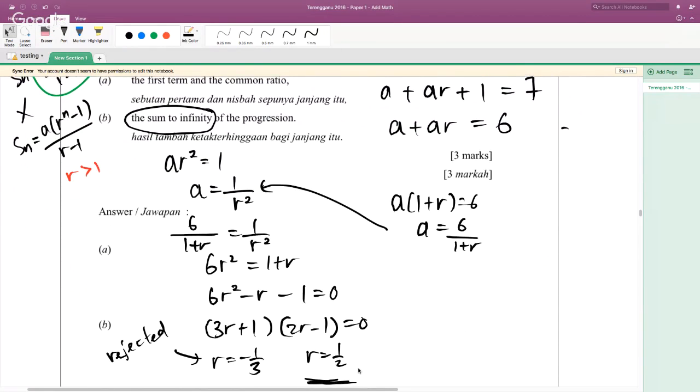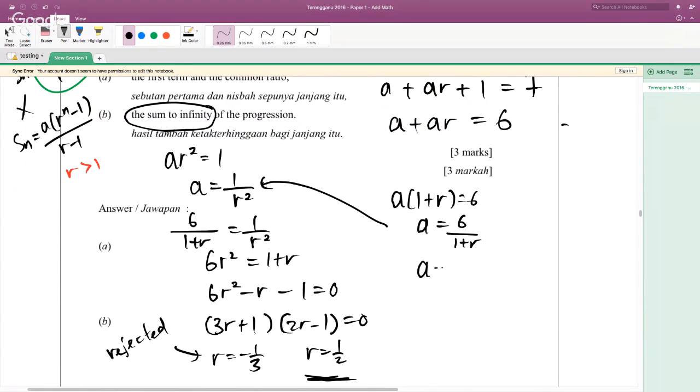Then I want to find the first term. I just substitute my R back into here. 6 over 1 plus half. So A is just 6 over 3 over 2. So A is just equal to 4.